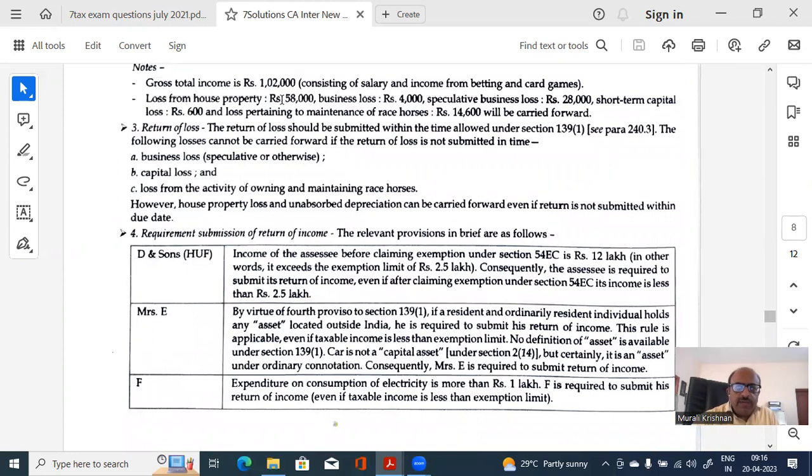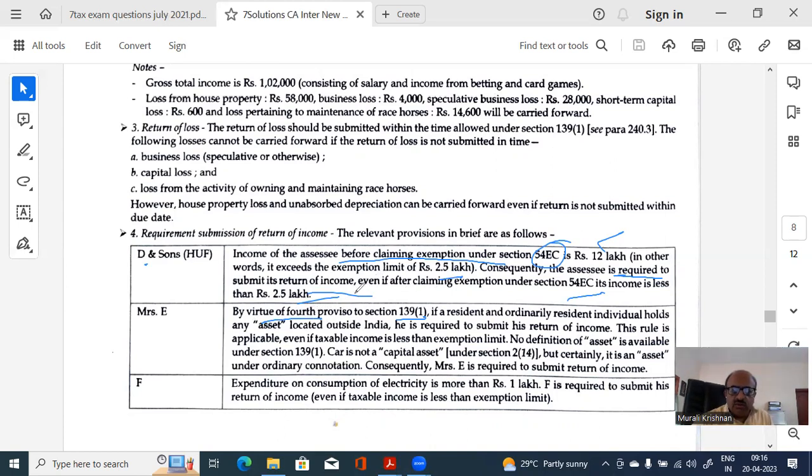The requirement to file: the HUF's income before claiming deduction under 80C is 12 lakhs, which exceeds 2.5 lakhs. Consequently, the HUF is required to file the return of income. Even after claiming exemption under 54EC, if it's less than 2.5 lakhs, still he has to file the return by virtue of the fourth proviso to section 139(1). Please look at the fourth proviso, because there are certain things given which will make people file the return.